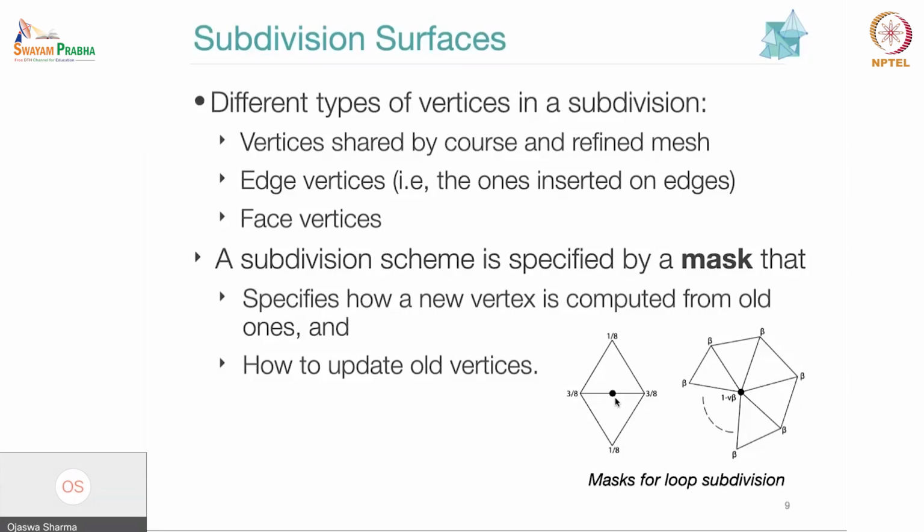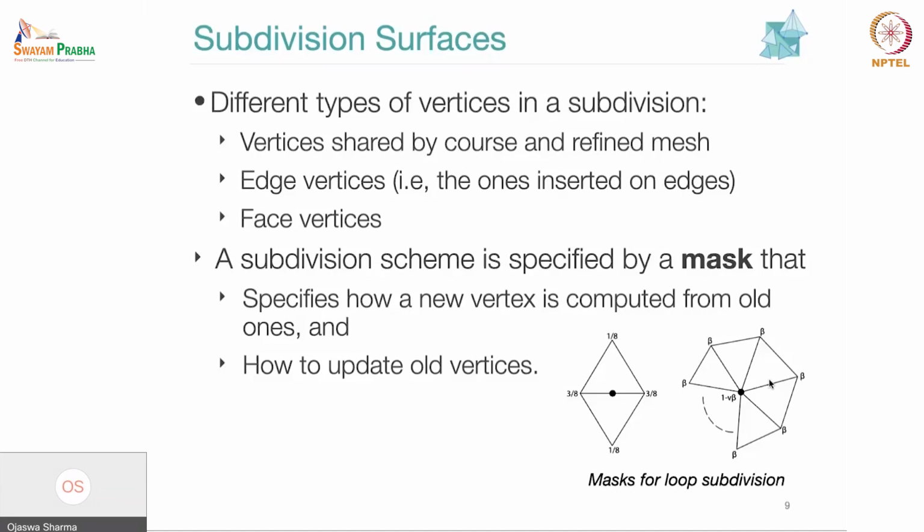Loop is an approximating subdivision scheme. So we have a mask for updating the old vertices. In this case, if you look at the right figure over here, you have the one ring around a vertex that has to be updated in the old mesh, and the v here in 1 minus v beta is the valence of the vertex. And beta is a weight that has to be calculated. There's a formula for that. We'll look at that in a moment.